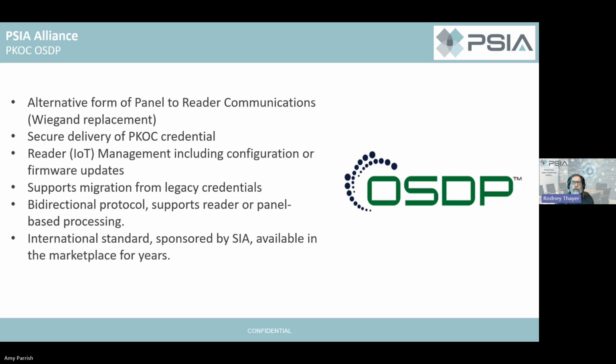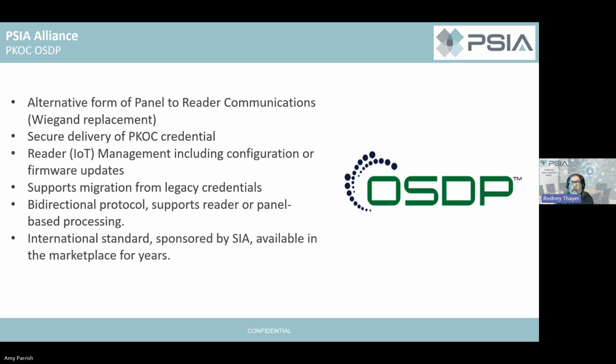There certainly are going to be other solutions for connecting readers to the infrastructure: USB, RS-232, various other things. But in situations where people are trying to make sure they have a secure end-to-end solution, the preferred method is to use OSDP. It provides secure communications between the reader and the panel, so the secure delivery of the PKOC credential.